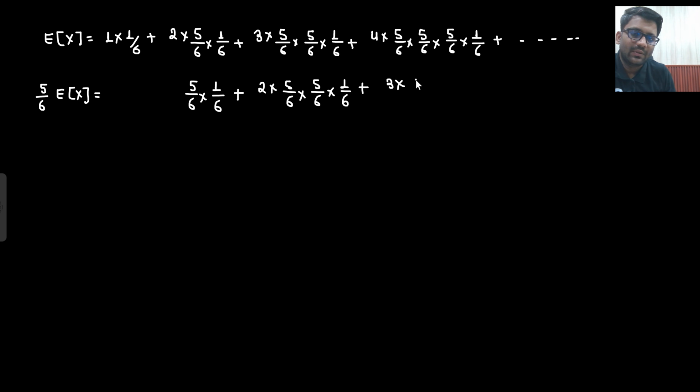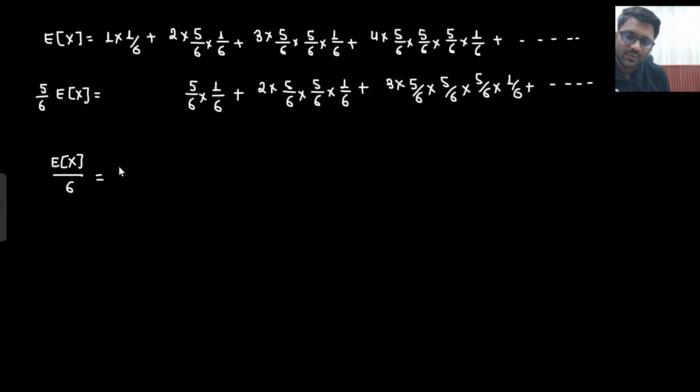So now 3 into 5/6 into 5/6 into 5/6 into 1/6, and so on. Now subtract both of them. What I am doing is subtracting both of the equations, equation 1 minus 2. So expectation of x divided by 6 would be equal to 1 into 1/6 plus 2 into 5/6 into 1/6 minus 1 into 5/6 into 1/6. So that would be equal to 5/6 into 1/6 plus, 3 minus 2 will be 1, so 5/6 into 5/6 into 1/6, and in that manner it will keep on going.